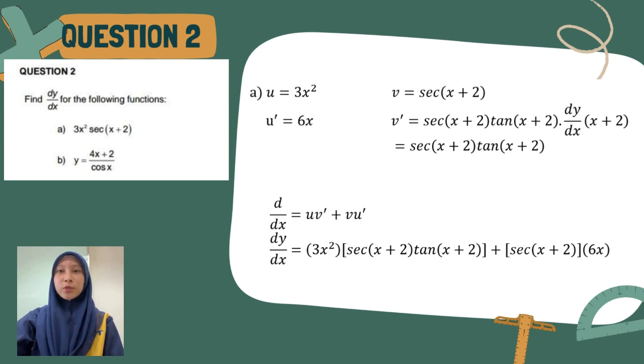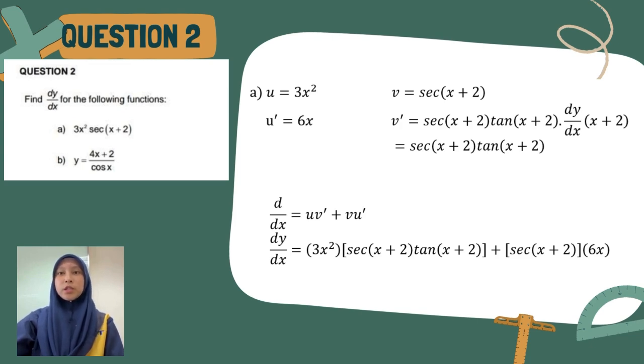In this question, we are asked to find the derivative dy over dx for two given functions using appropriate differentiation rules. For part A, the function is 3x squared sec x plus 2. This expression is a product of two functions of x. So we apply the product rule, which states that the derivative of uv is equal to uv prime plus vu prime. First, we let u equal 3x squared.